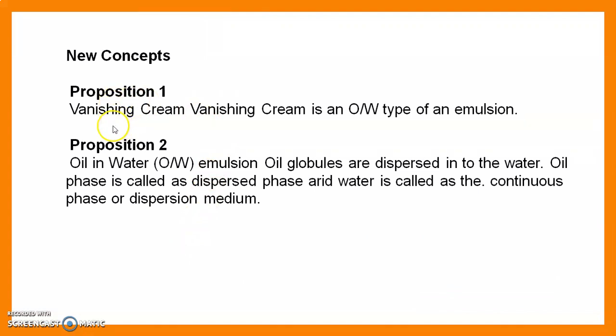For this purpose, we have to know what is meant by vanishing cream. Vanishing cream is an O/W type of emulsion, that means oil in water type of emulsion. In an oil in water, that is O/W emulsion, oil globules are dispersed into the water. Oil phase is called the dispersed phase and water phase is called the continuous phase or dispersion medium. Then we move toward the theory regarding this experiment, the theory of cosmetics.